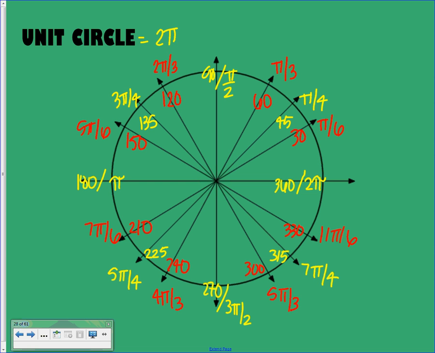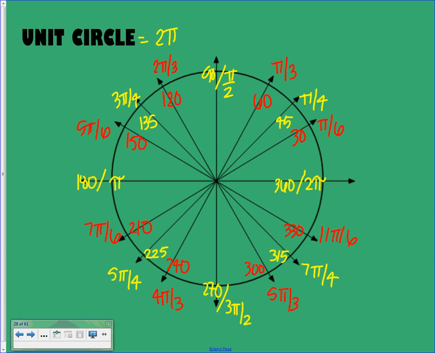150 is 5 pi over 6. 180 is 6 pi over 6. 210 is 7 pi over 6. 240 is 8 pi over 6. 270 is 9 pi over 6. 300 is 10 pi over 6. 330 is 11 pi over 6. And then 12 pi over 6 is 2 pi at 360. Okay, some of those just reduce.